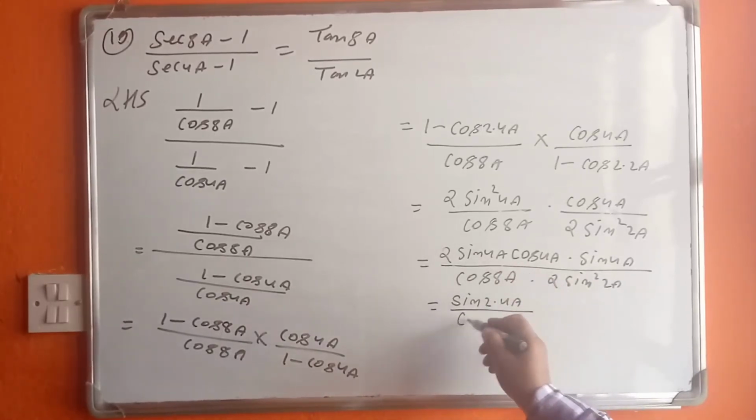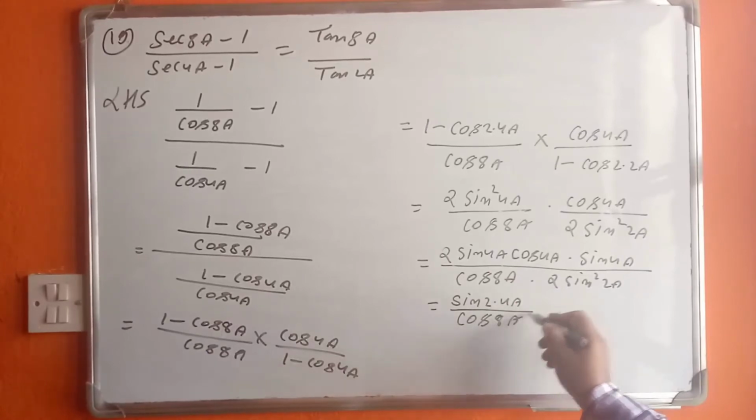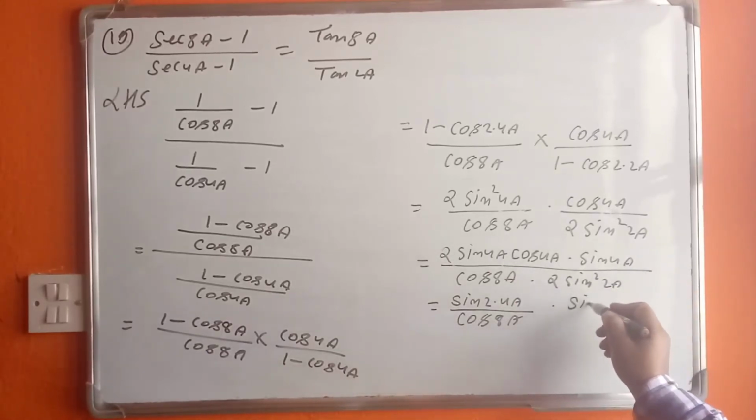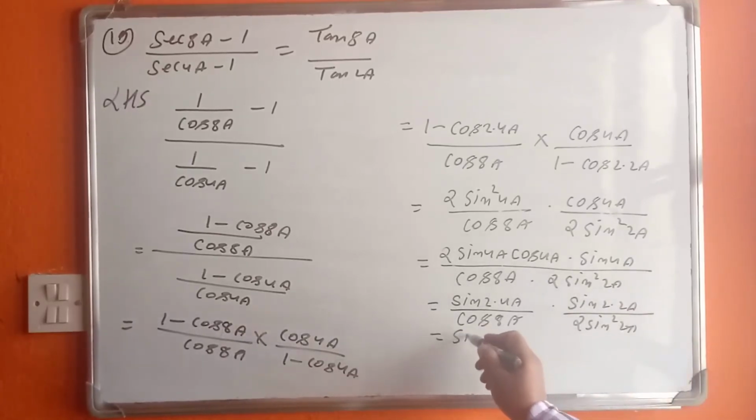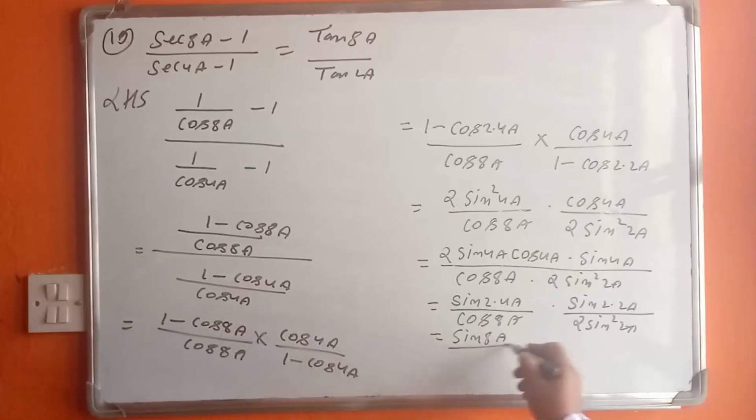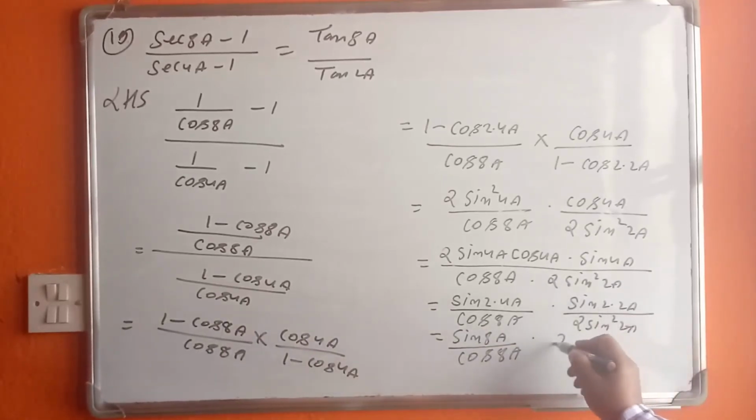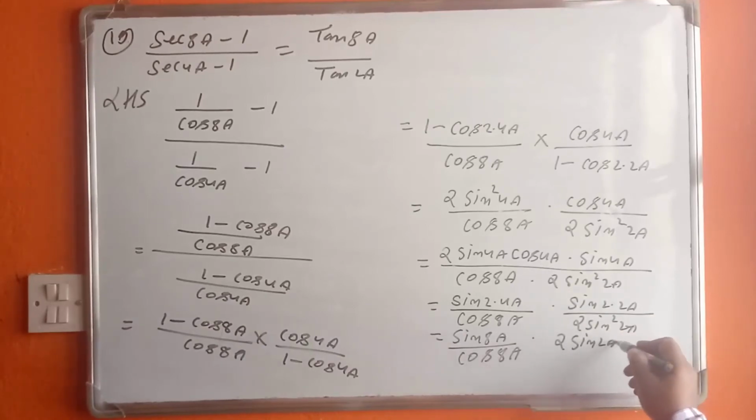Sin 2a formula. This is cos 8a as it is. Now this sin 4a also I can write sin 2 into 2a. This as it is I am putting. Now this is sin 8a by cos 8a. Here also put formula sin 2a, 2 sin a cos a, 2 sin 2a cos 2a by 2 sin square 2a.